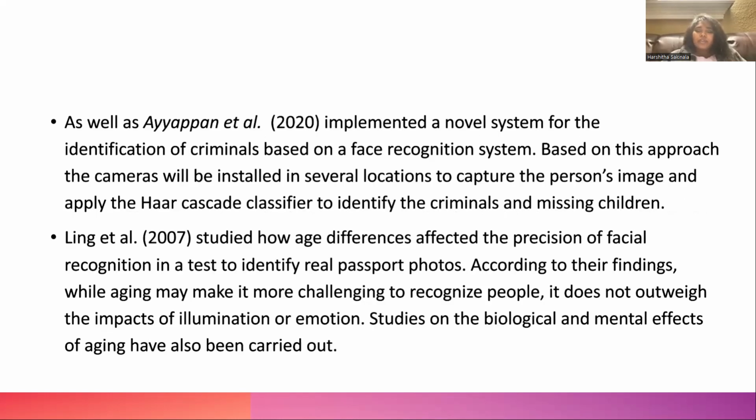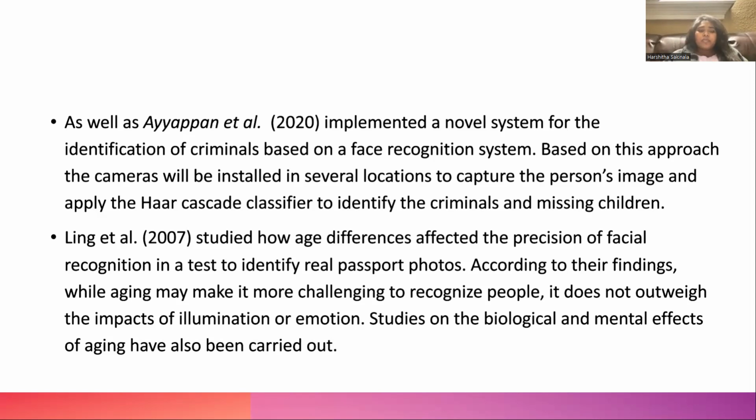The last paper that I would like to talk about in the related part is the age difference paper that was written by Mr. Ling in 2007. In this paper, he talked mostly about aging systems and how recognition of people was very challenging because of aging. That is why we have used the k nearest neighbor algorithm, which is more efficient with facial recognition patterns even after a couple of years of age.